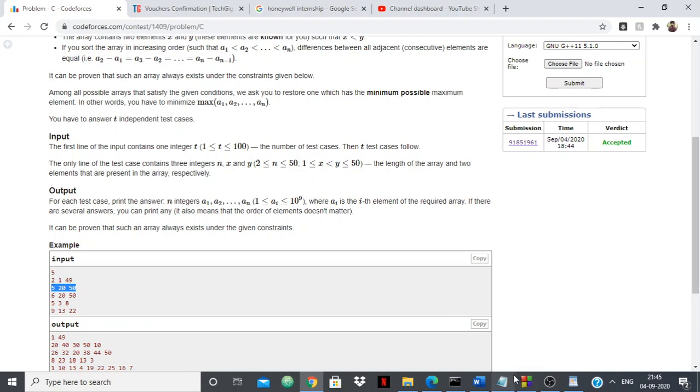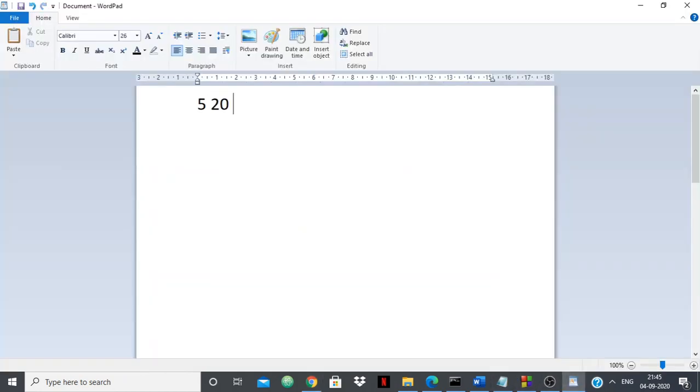So this is 5, 20, 50, right? So I have 5, 20, 50. 5 is the number of elements, x and y are given. Now n is 5, right? So how many elements do I have to restore? I have to restore n minus 2, which is equal to 3. Why? Because 20 and 50 are already given.